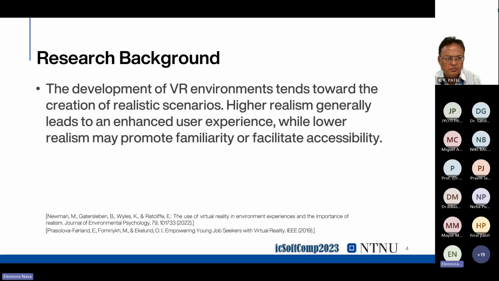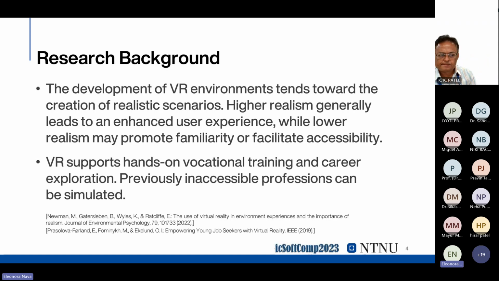Literature research has shown that higher realism tends to improve the sense of immersion. The goal of current VR technologies is therefore to create environments that are similar to reality. The chosen field of exploration was vocational careers, as there is always a high demand for workforce in this field, and there are a variety of different roles and jobs.